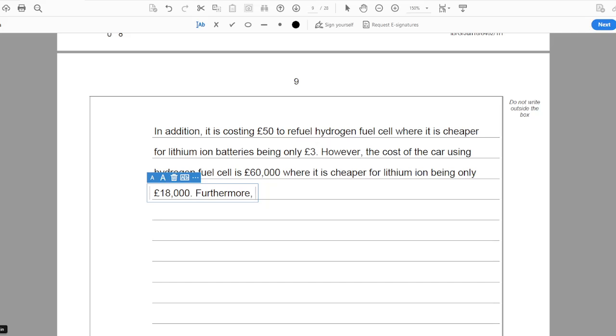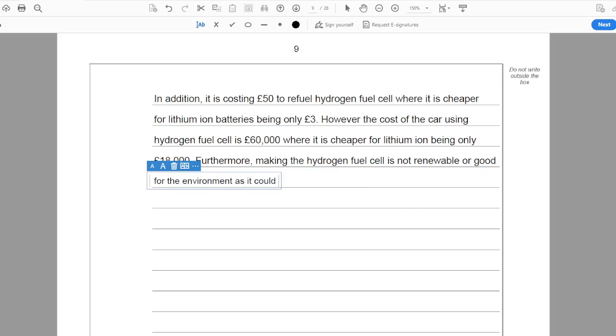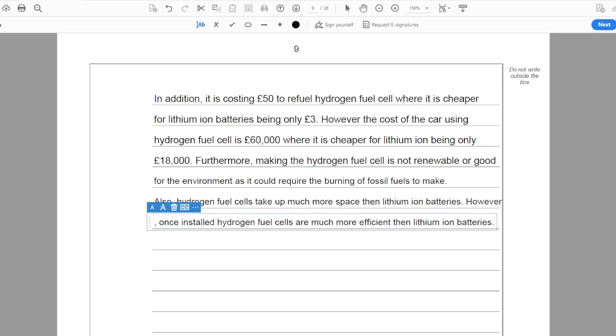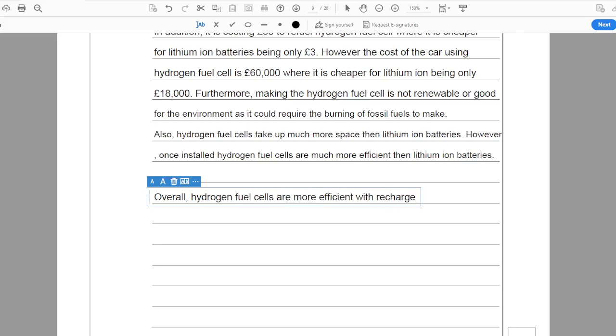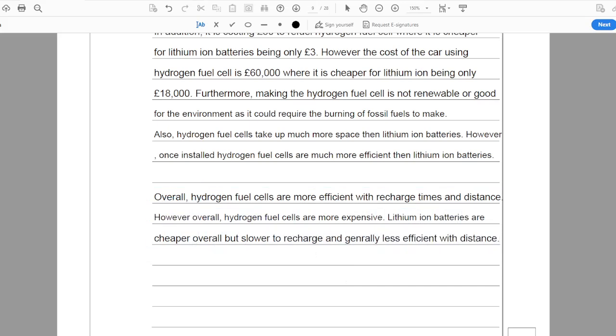So you can also say that making the hydrogen fuel cell may be non-renewable, as it may require the burning of fossil fuels to actually make it. But in contrast, you can say that hydrogen fuel cells are very efficient, unlike lithium ion, and generally they take up more space, which is a bad thing for cars. And then in conclusion, we can see that in general, hydrogen fuel cells are more efficient, but they are more expensive. And the lithium ion batteries are cheaper overall, but they are slower in general.